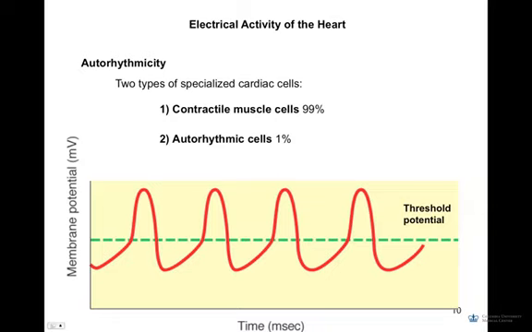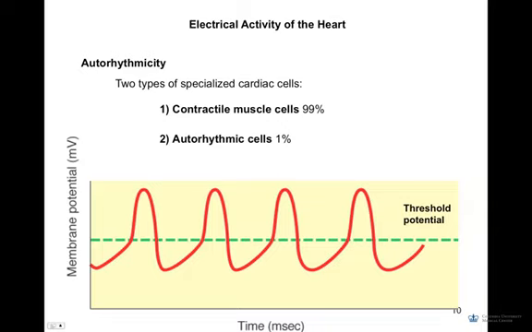The vast majority of the heart is made up of heart muscle, cardiac muscle. These cells, 99+% of the total mass of the heart, are these myocardial cells or contractile muscle cells.